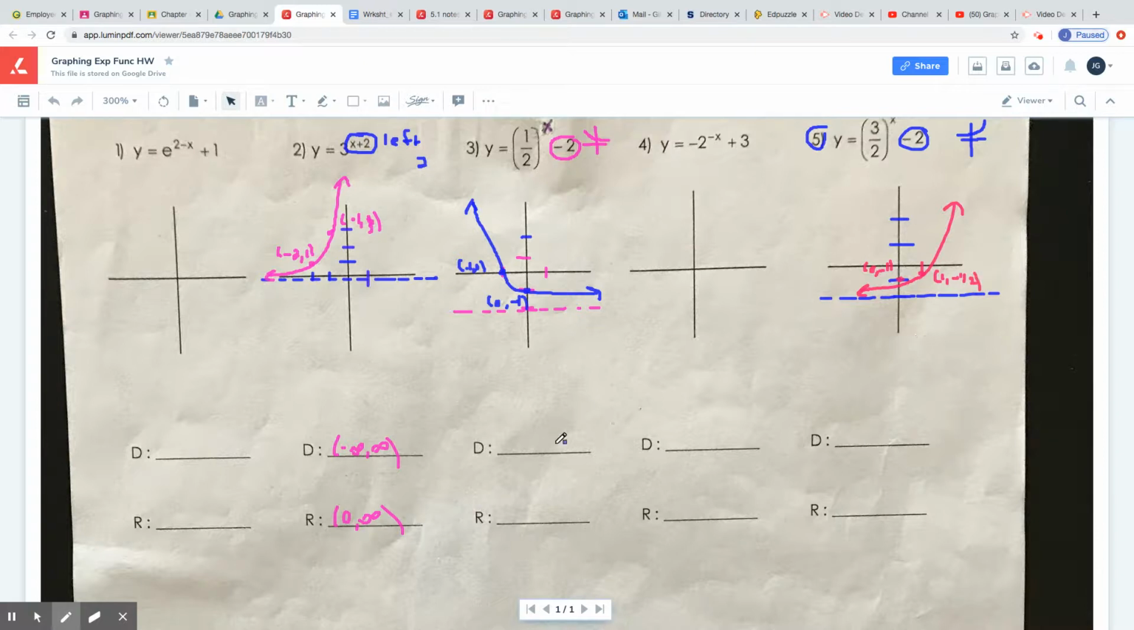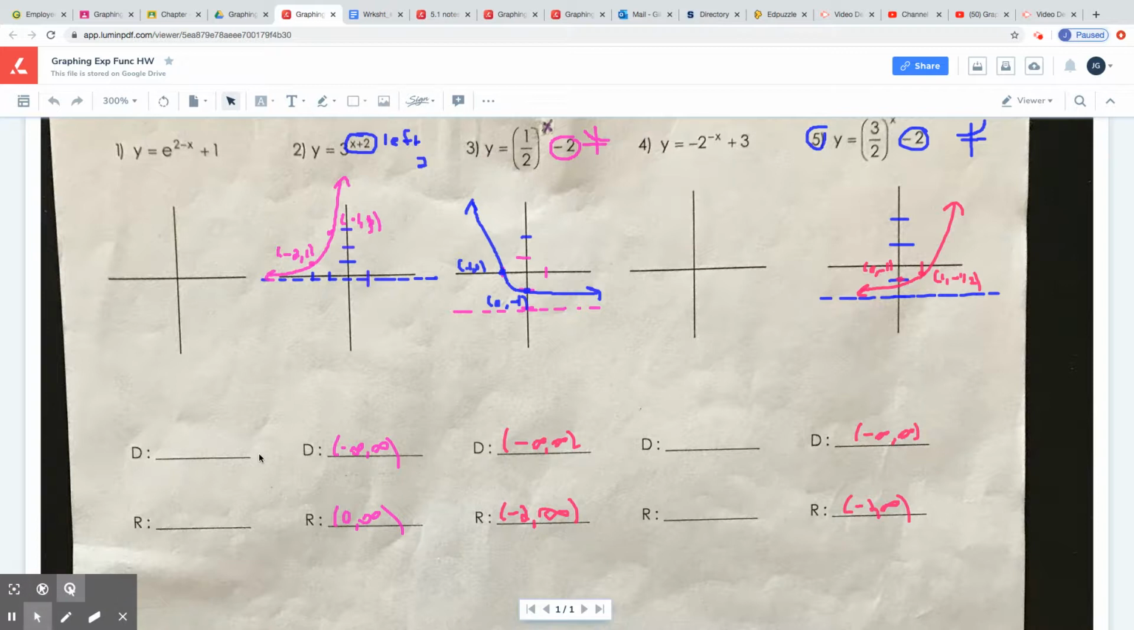Oh, I forgot to do the domain for number 3: negative infinity to infinity. The domain of this one is also negative infinity to infinity. The range for number 3 was from negative 2 to infinity because it's the lowest part. The highest part is infinity. And this is also negative 2 to infinity.